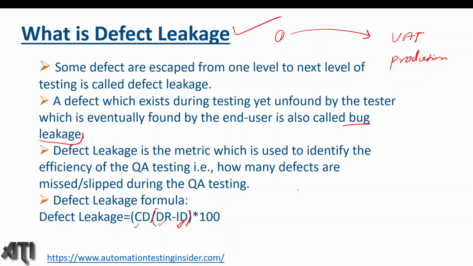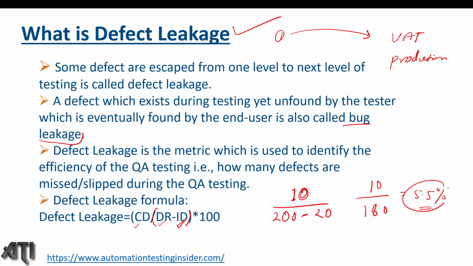Let me give you an example. Let's say we found 10 defects in production, or during UAT testing, found by the end user, divided by, let's say, 200 defects raised by the testing team minus 20 defects that are invalid among those 200. That means 10 divided by 180, which comes to around 5.5%. That is the defect leakage percentage. So 5.5% of defects slipped from QA testing to the UAT level, where they were caught by the end user.